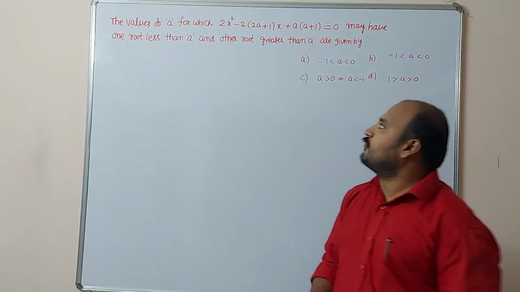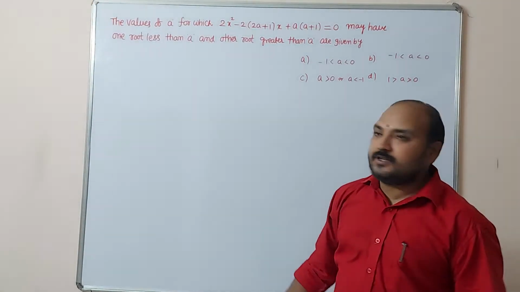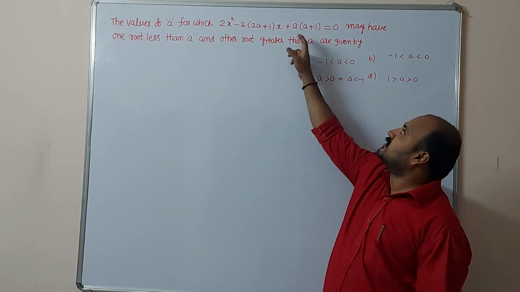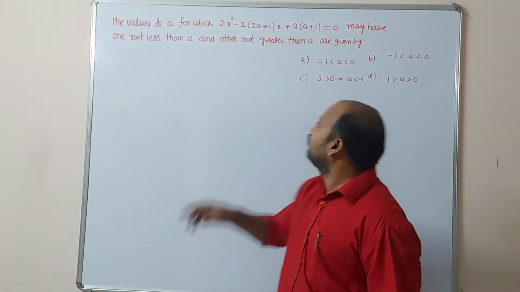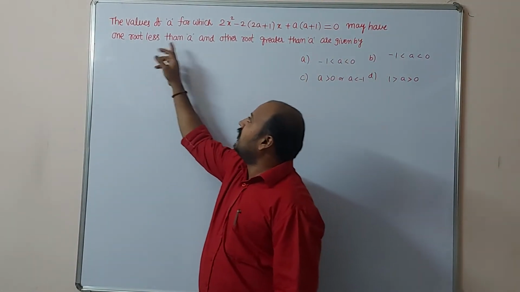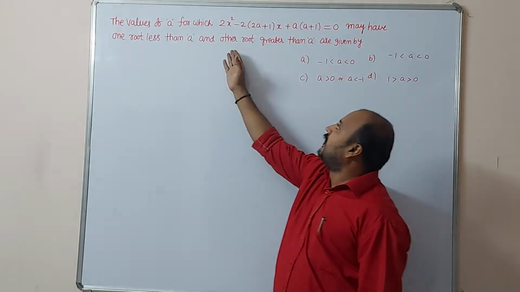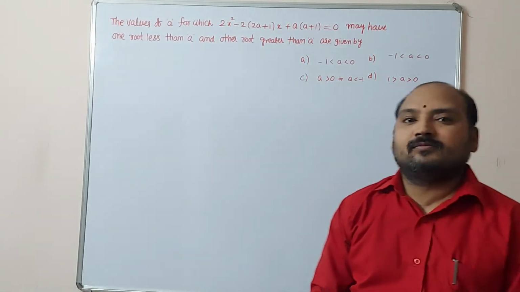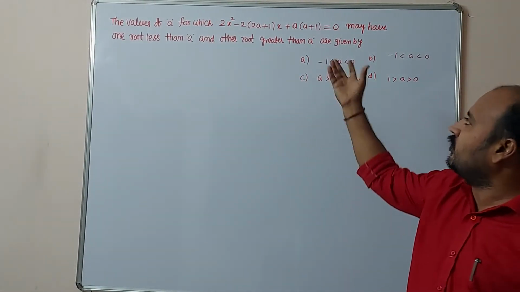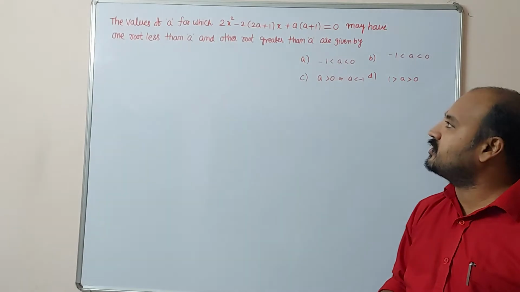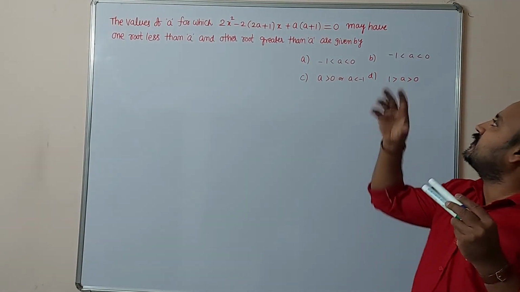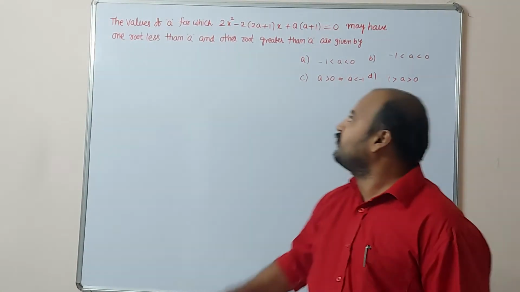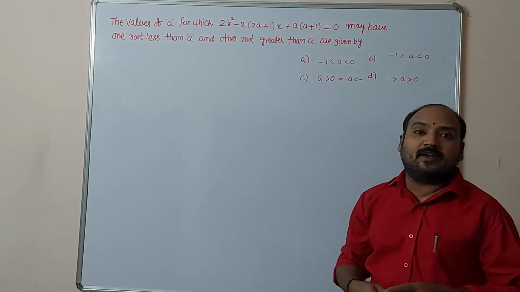The next question. The values of a for which 2x square minus 2 into 2a plus 1 into x plus a into a plus 1 equal to 0 may have one root less than a and other root greater than a are given by. So the function f of x, that we can take as f of x because it's a quadratic equation. The values of a for which this equation may have one root less than a and other root greater than a.